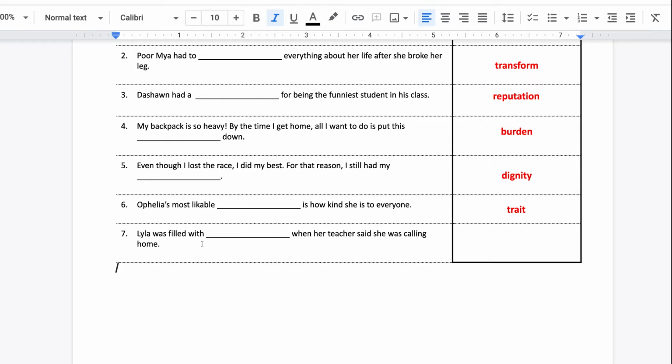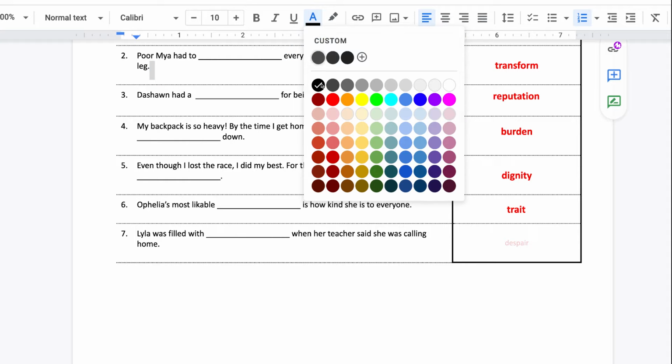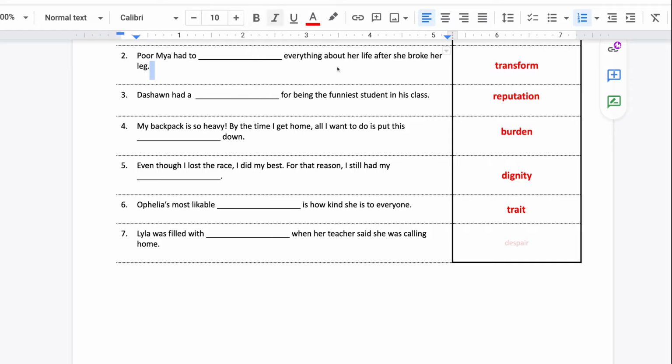Lila was filled with despair when her teacher said she was calling home. Typically, teachers call home when something not good is happening. So despair means loss of hope, and that does make sense in that sentence. So DESPAIR, despair, is our answer there. And I don't want to do that. I want to make it red.